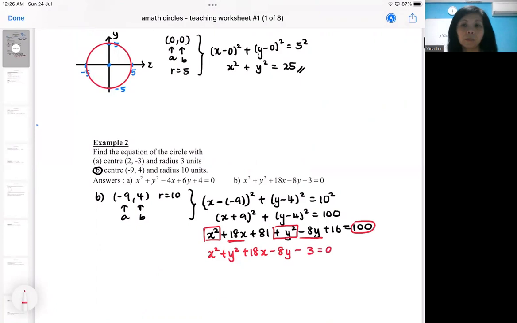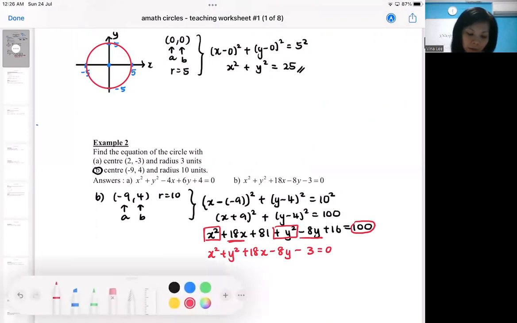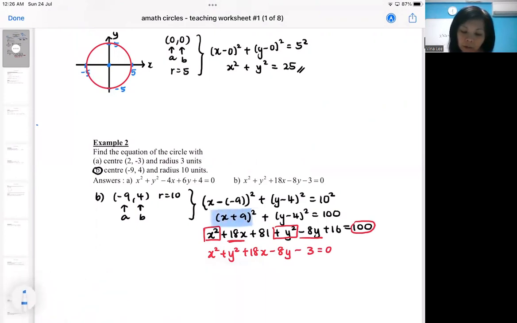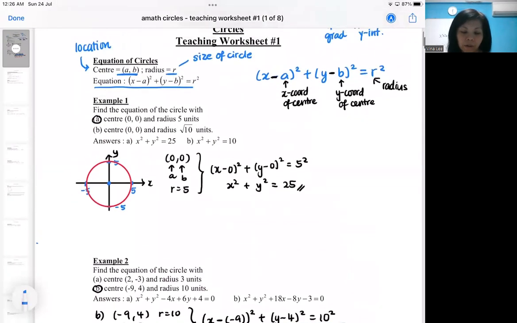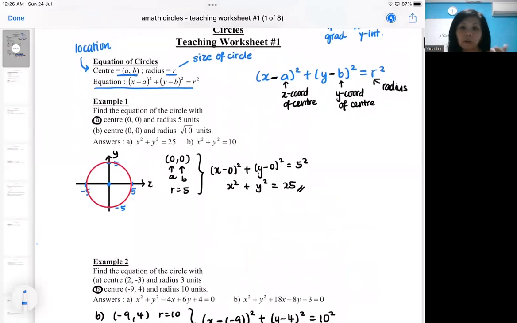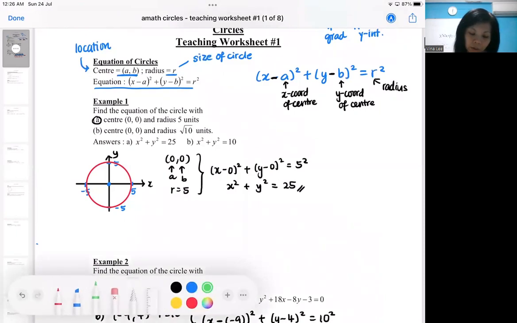So this is called the expanded form. This is the expanded form of the circle. You will need to be able to expand correctly, because this is the part that indicates whether you get the equation correct or not. So if you are asked to find the equation of a circle, make sure you know the center and radius. Once you know the center and radius, insert into the format, the circle equation format.